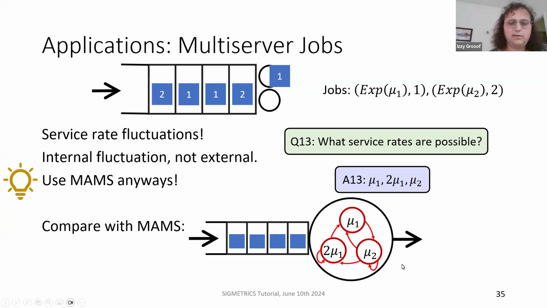And notice here, this is a slightly different variant of the MAMS system. This is the rate at which a job completes, which both completes a job and moves us to the next state. It's not like we automatically stay in the same state and have a separate switching rate, which is what we saw in the previous system. So just a slightly different variant that's helpful for modeling this multi-server job system. And don't worry, the same analysis works for both of them.